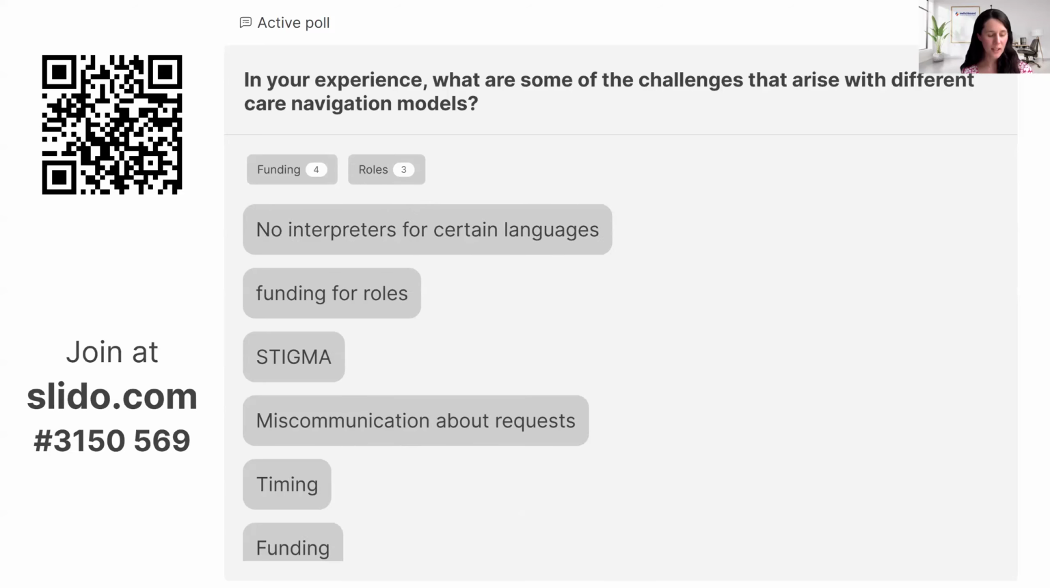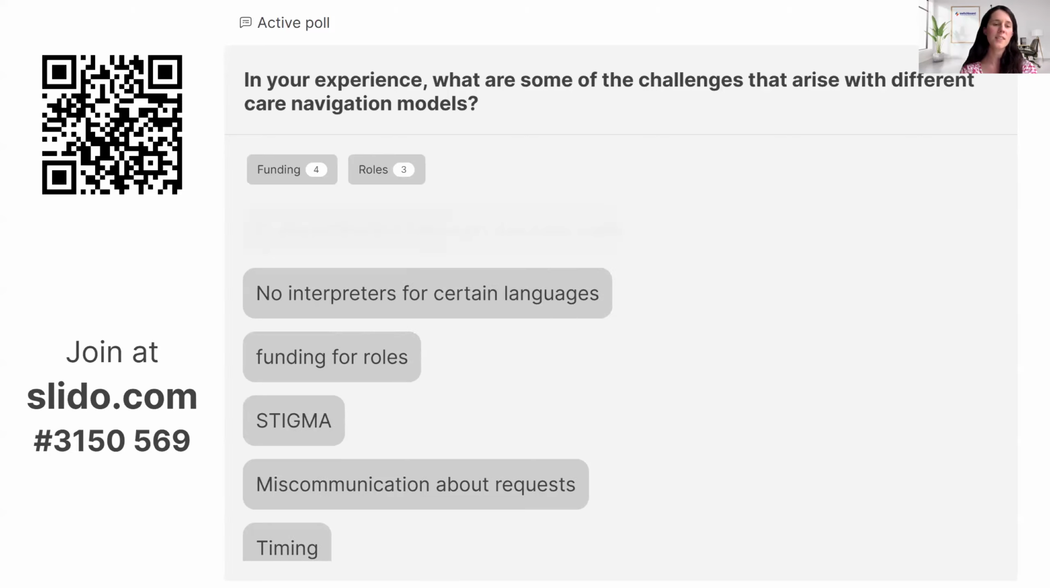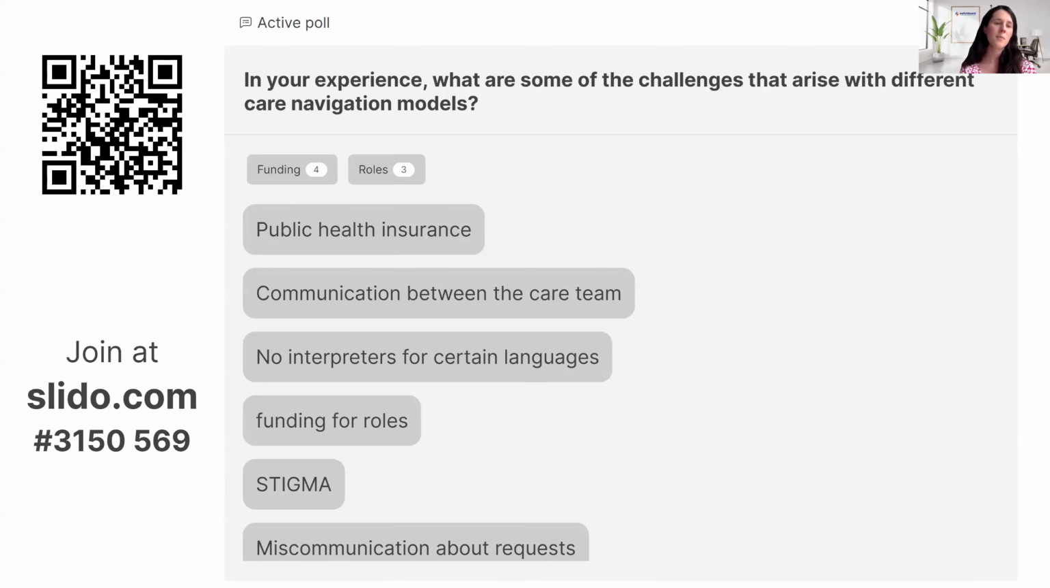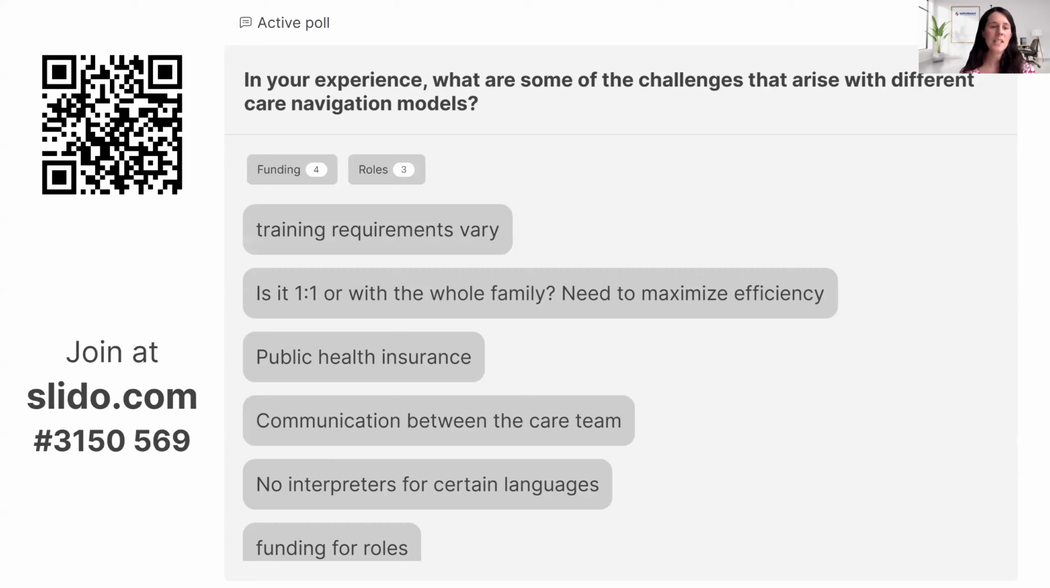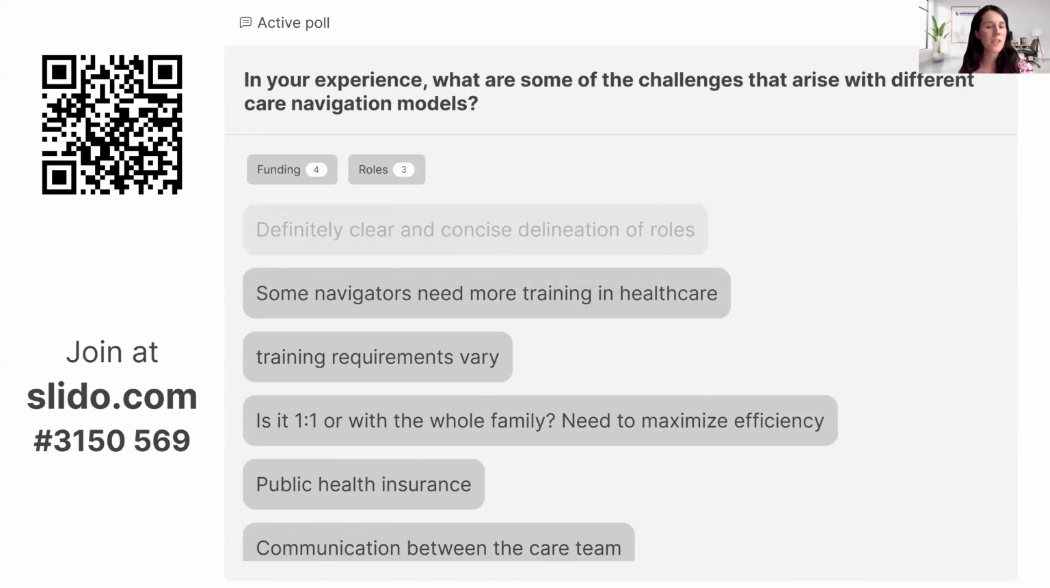No interpreters for certain languages, right? Like Charmaine mentioned, sometimes you do your very best to find an interpreter for a language and it's just a very rare language, so it might be hard to find a cultural health navigator. Communication between the care team, insurance, figuring out is it one-to-one or with the whole family? Yes, and needing to maximize efficiency. The varying training requirements, more training in healthcare.